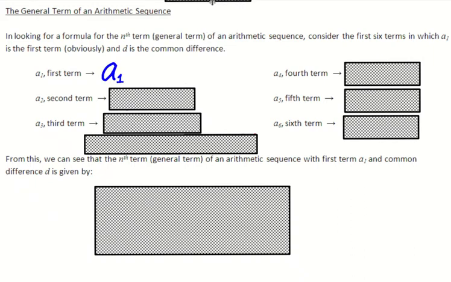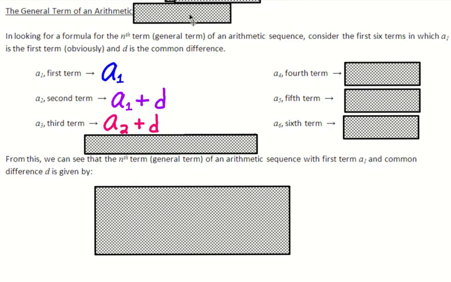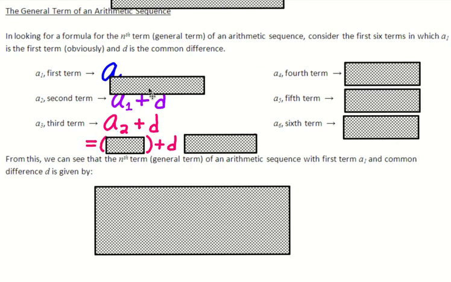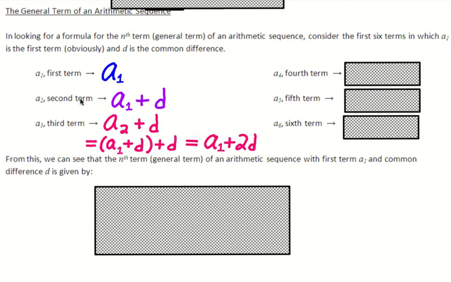So anyway, a quick investigation. Obviously, a sub 1, the first term, was just a sub 1. And to get the second term, you add d to that. But the third term is a sub 2 plus d, so in a way, a sub 2 was a sub 1 plus d. So at the end of the day, you could say that the third term is the first term plus 2d. Make sense? So we have a sub 1, a sub 2, and a sub 3.